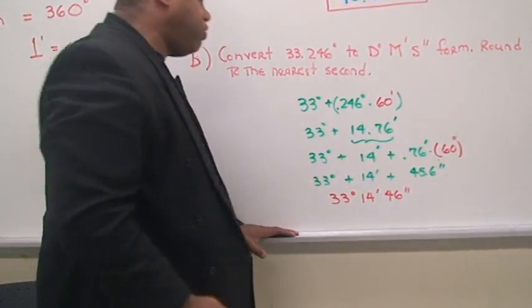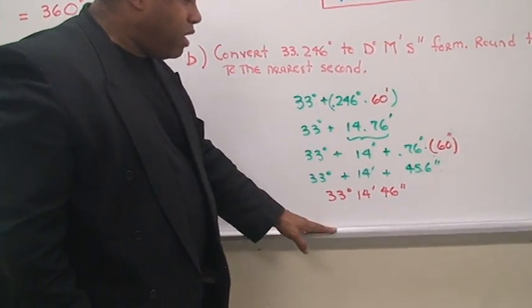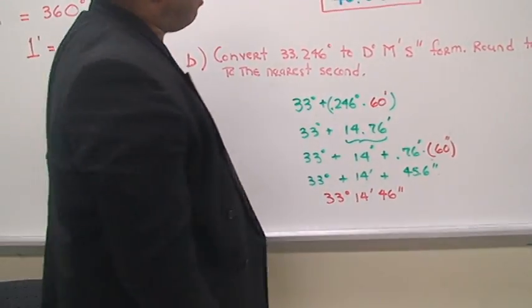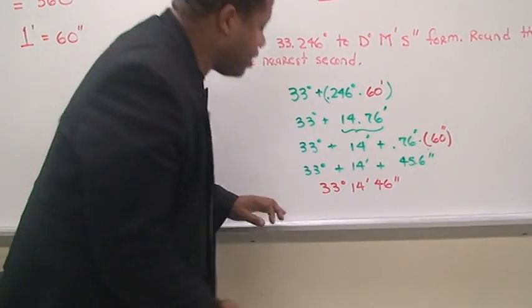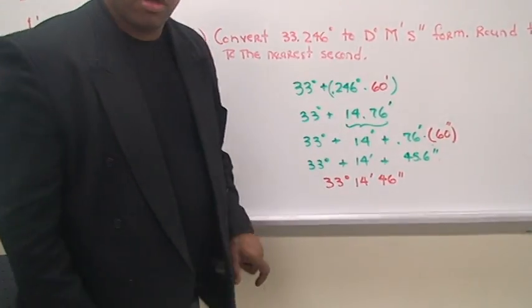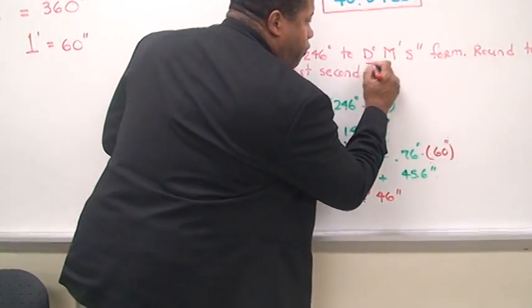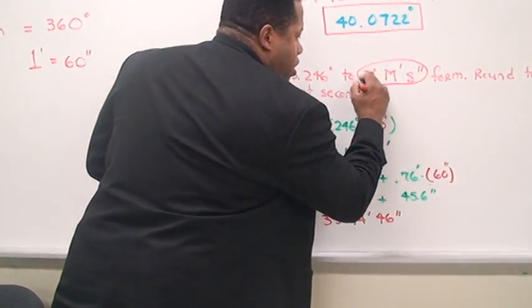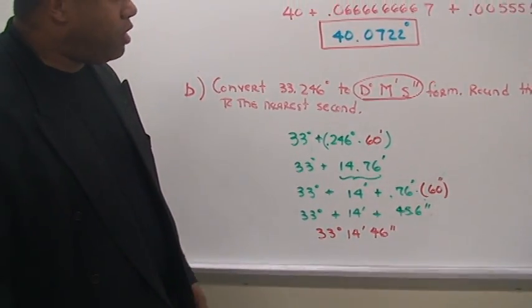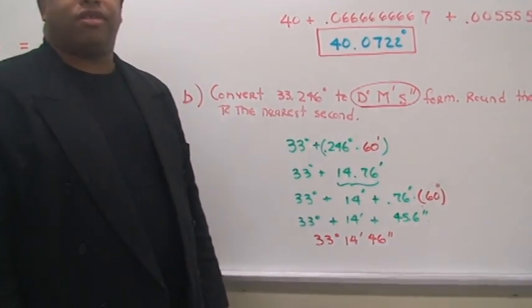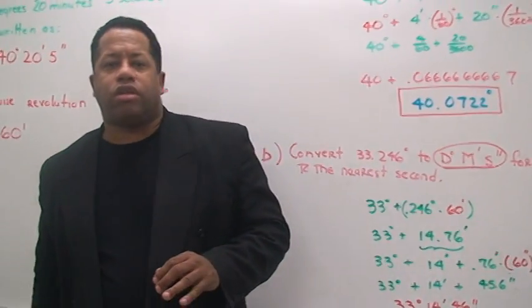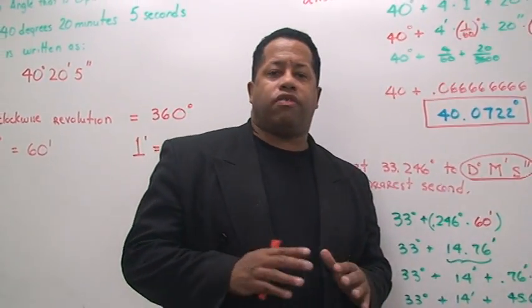And so 33 degrees plus 14 minutes plus 45.6. Of course, this has to be to the nearest second. So you're going to write this in this form. Therefore, it's going to be 33 degrees, 14 minutes, and 46 seconds. You can also use the calculator to check your work and check your answer to see if it's also correct.